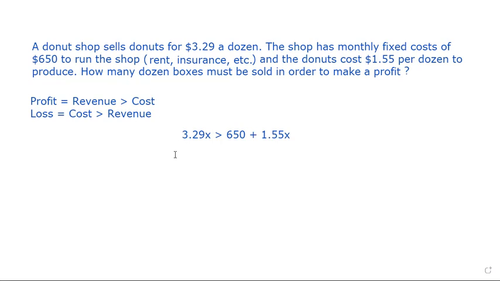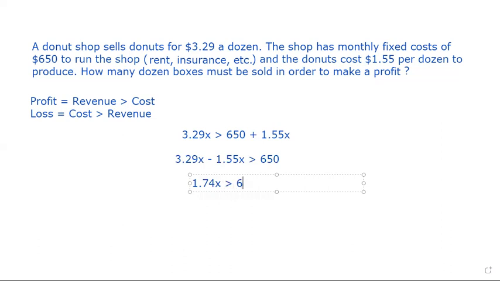All right. So now we want to set this up just like a regular equation. We want to get our x's on one side of the equation. So we're going to say 3.29x minus 1.55x is greater than 650. Okay. Now 3.29x minus $1.55x, that's $1.74x. So basically, every time we sell a dozen donuts, a box of donuts, we make $1.74.